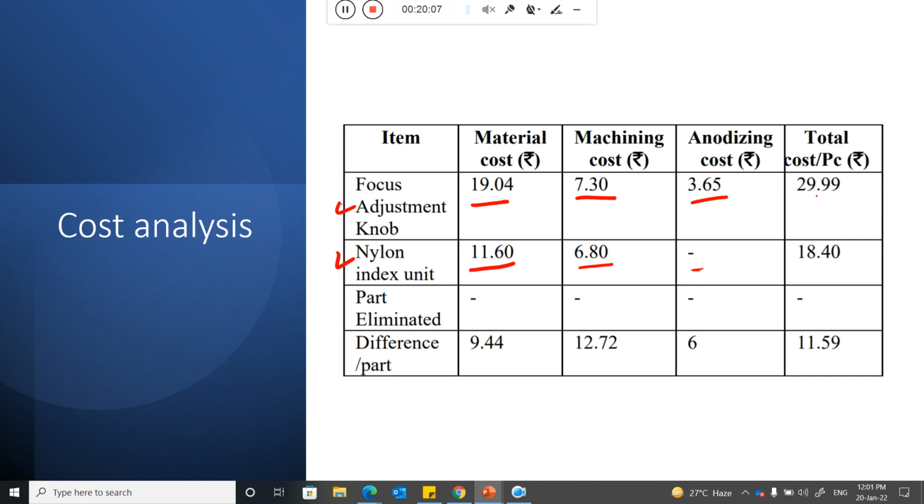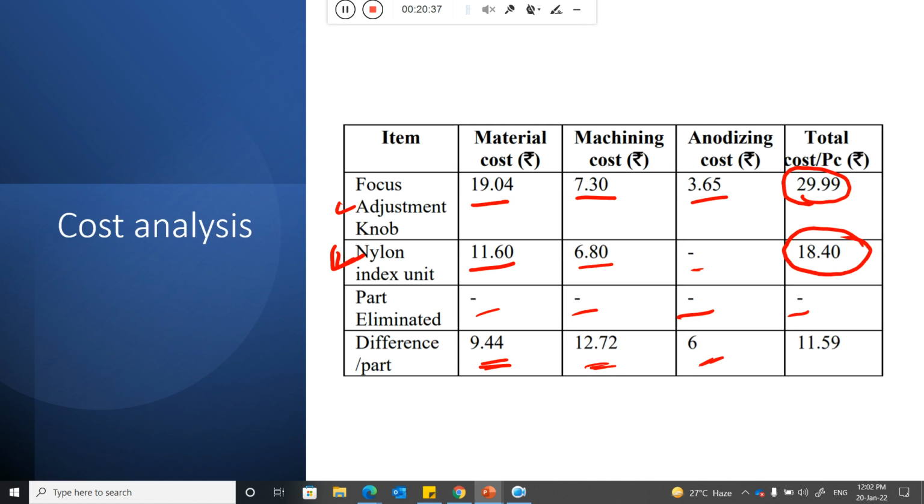So the cost of the focus adjustment knob with the existing process is 29.99, but if I use the nylon index unit, then the cost is 18.40. So which one is the best? The nylon index. Part eliminated: all the parts you need to manufacture, no elimination is there. Now the material-related difference you will find here, the difference related to machine you will find here, and here also the difference you will find.